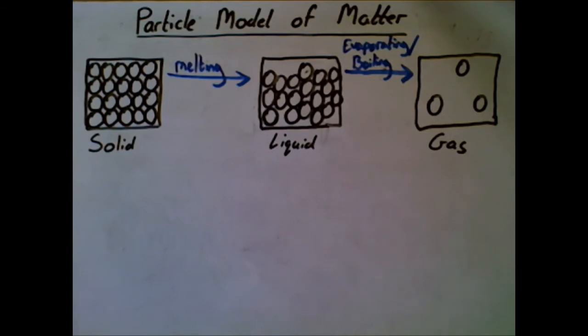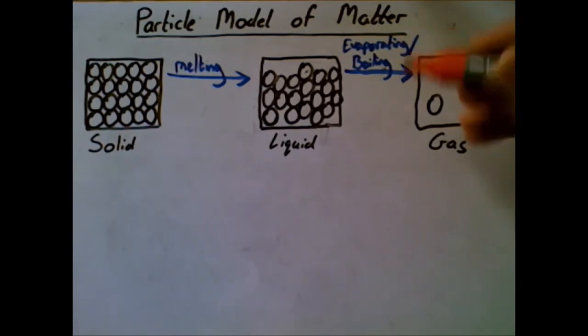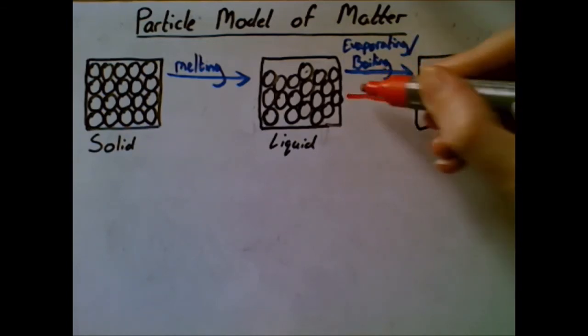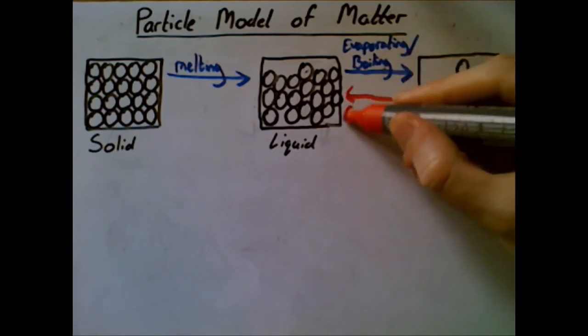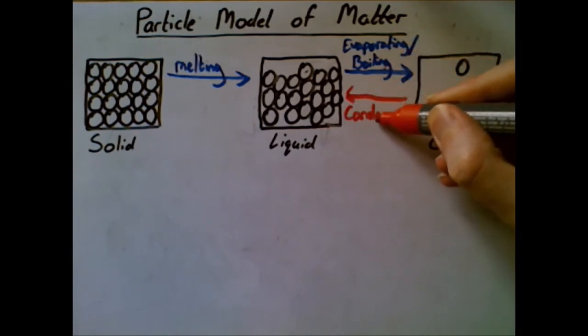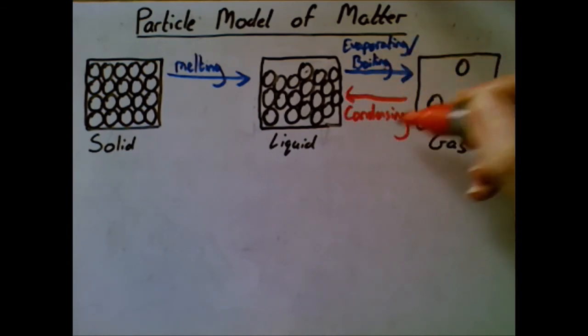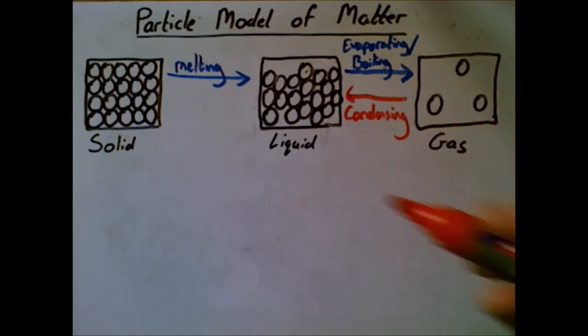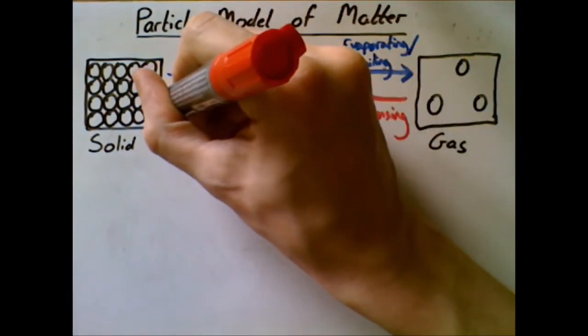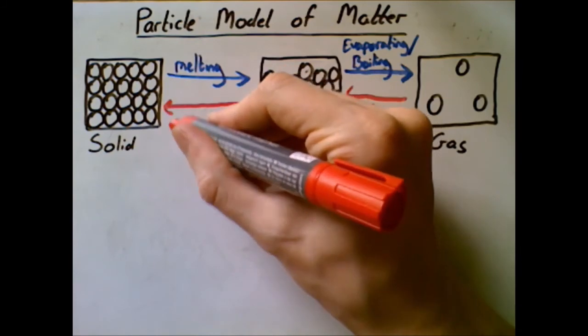Okay, let's look then at the words going the other way. So gas to liquid. Condensing. So that's not very clear. Condensing, that says. And then liquid to solid, we've got freezing.